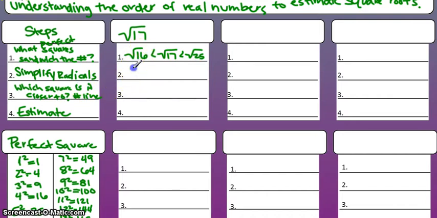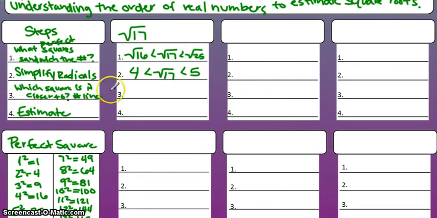Number 2 is simplify the radicals. So we simplify the square root of 16, which is actually 4. We're going to keep that middle one because we don't know it yet. And then simplify the other one. So we know that the square root of 17 should be somewhere between 4 and 5. It is going to be an irrational number because 17 isn't a perfect square.